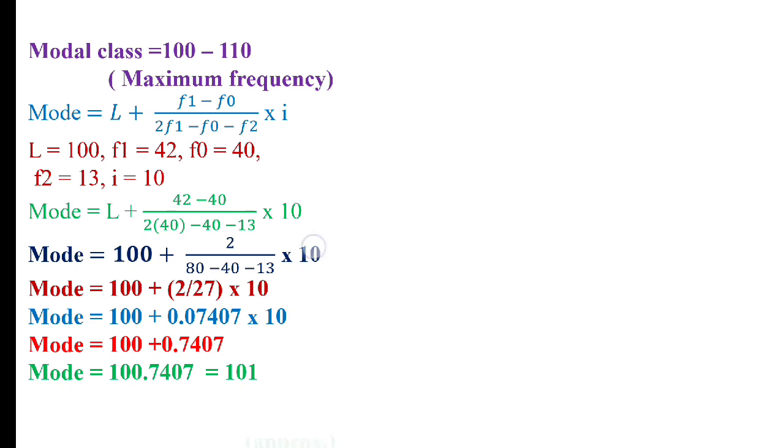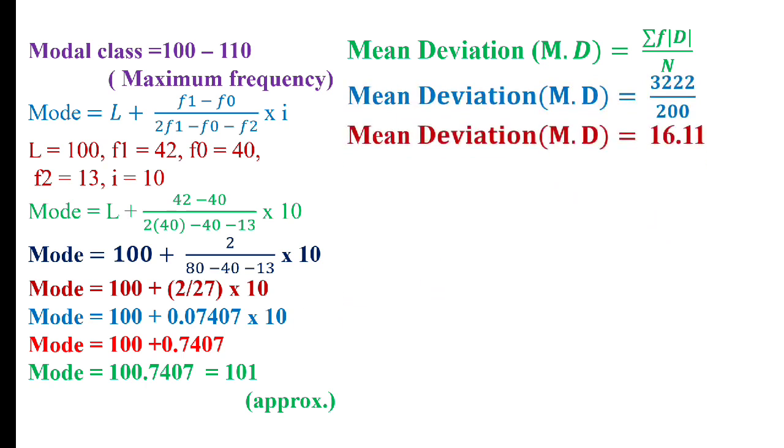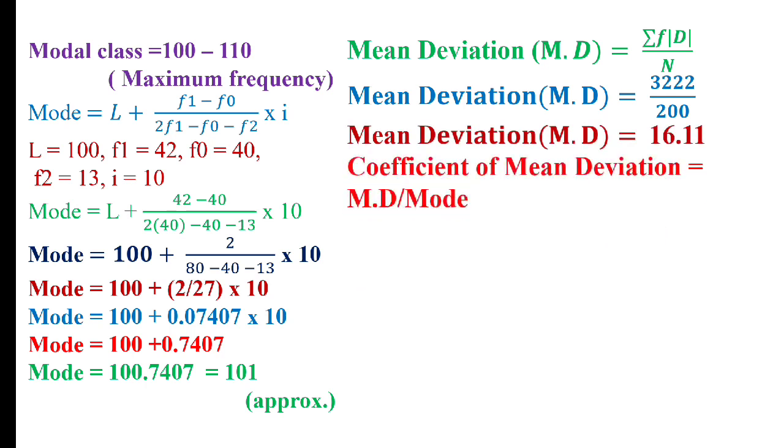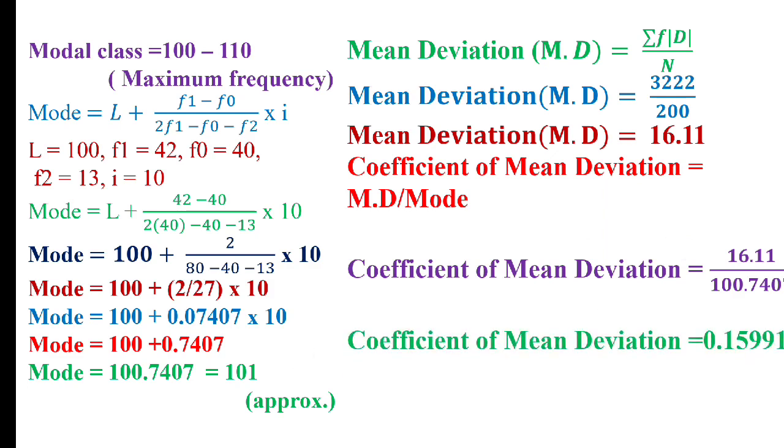Now we find the mean deviation: summation F into D divided by N. Mean deviation is 3222 divided by 200, which gives 16.11. Therefore coefficient of mean deviation equals mean deviation divided by mode. Here mean deviation is 16.11, mode is 100.7407. Then divide it, and you will get coefficient of mean deviation equal to 0.15991.